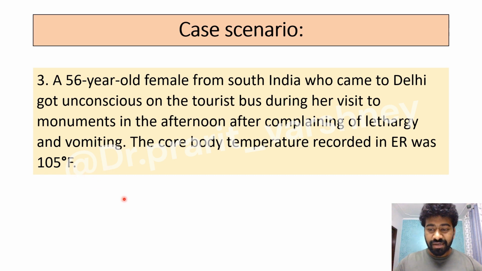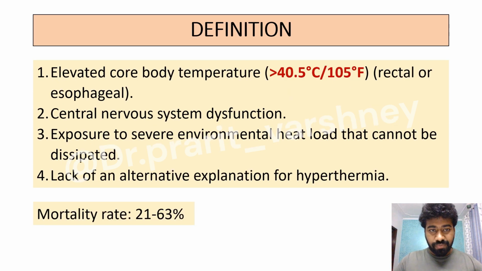All these three are real life case scenarios from the emergency room of our hospital. Now, what is the definition of heat stroke? Heat stroke definition consists of four components. Number one component is elevated core body temperature of more than 40.5 degrees Celsius or 105 degrees Fahrenheit, to be measured in rectum or esophagus. In all three case scenarios, the temperature was recorded as 105, 106.